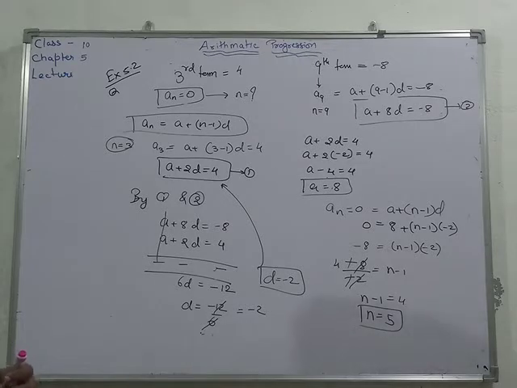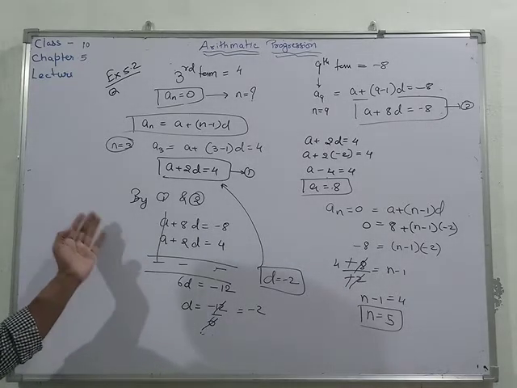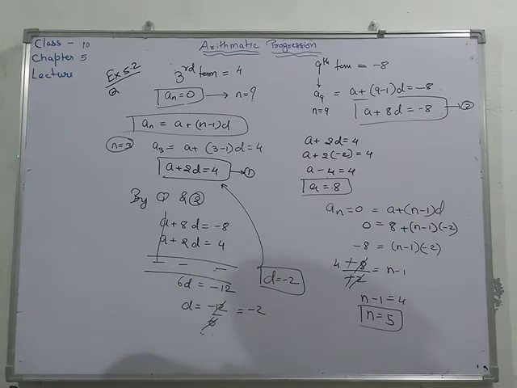So I hope you got the idea how we have to solve the question based on the simple arithmetic progression, A, A plus D, A plus 2D, and how we can solve the problem based on the nth term, which is an is equal to A plus n minus 1 into D.